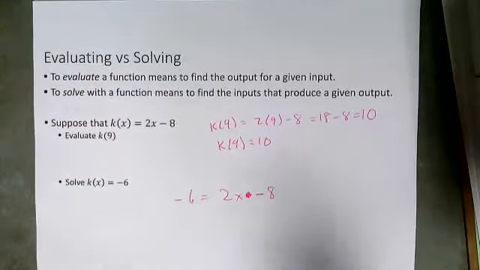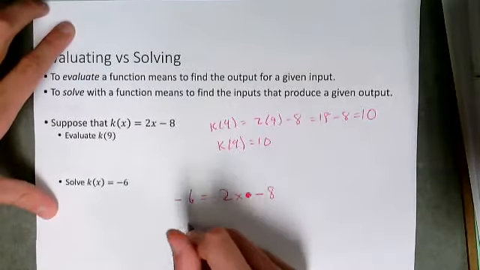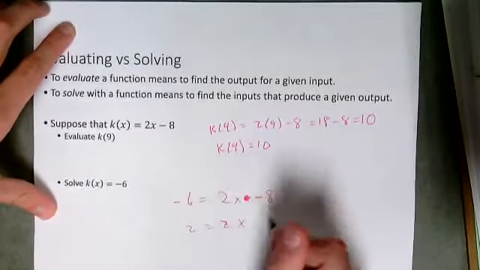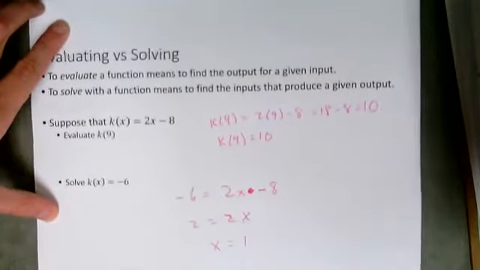So we solve this and we get 2 is equal to 2x, add the 8 over, and then we get x is equal to 1.